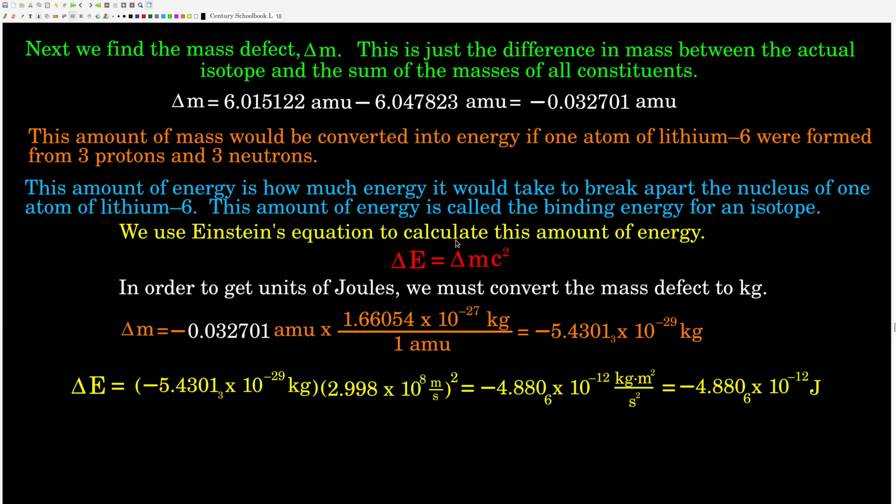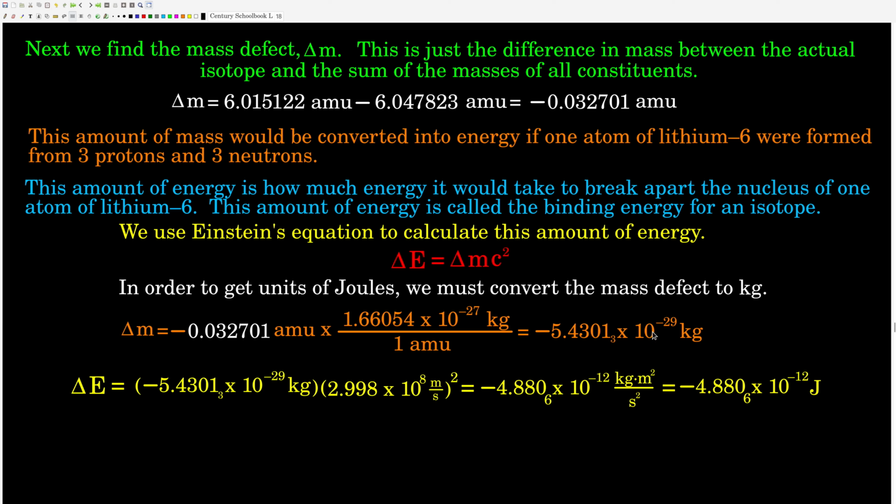And so we use Einstein's equation to calculate what this energy is, because remember, we want binding energy per nucleon. So we're going to get delta E. Because I used AMUs up to that point, but because of the way the units work out, we're going to have to convert the AMUs to kilograms. So I'm going to take my mass defect in AMUs and convert it to kilograms. I gave you this conversion on the previous page. And so we have the mass defect in kilograms.